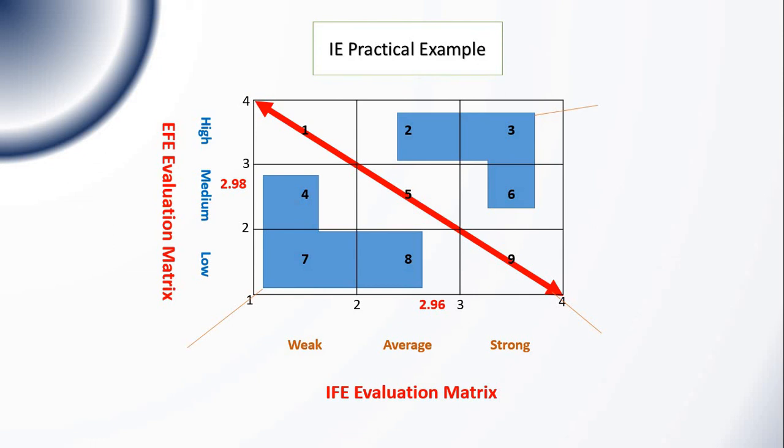Now let's see a practical example which is constructed from the scores of internal factor evaluation and external factor evaluation, which we have explained in our previous video lecture. In that video lecture, we assigned weights to the factors and assigned ratings, and for each variable obtained the total weighted score, and finally the total weighted score for the organization. The internal factors score was 2.96 and the external factors score was 2.98.